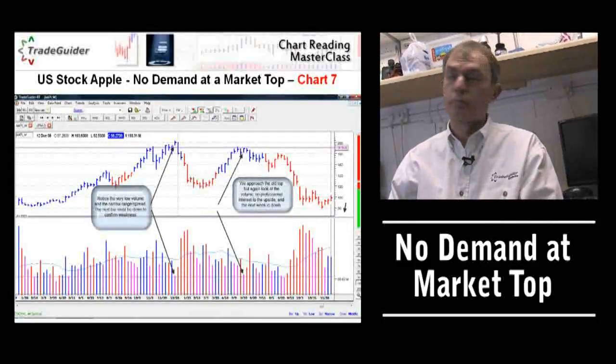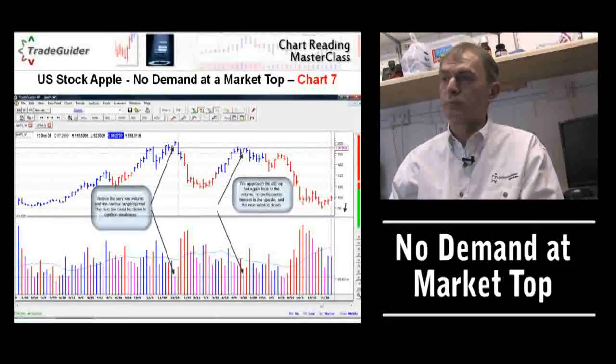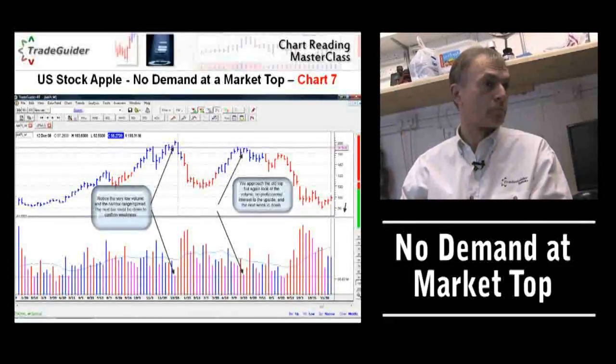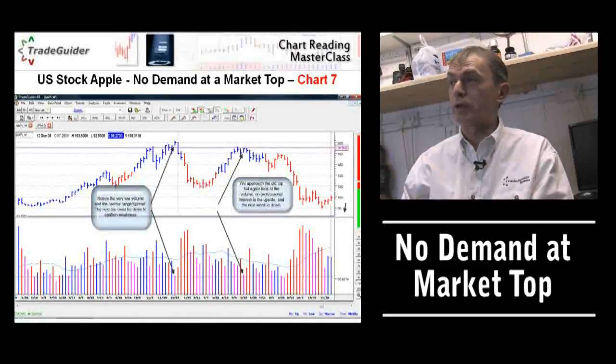There's no real activity on that bar, and therefore if you make a decision to buy on that bar, on that volume, you would be very, very risky to go long on that. In fact, it would be stupid.